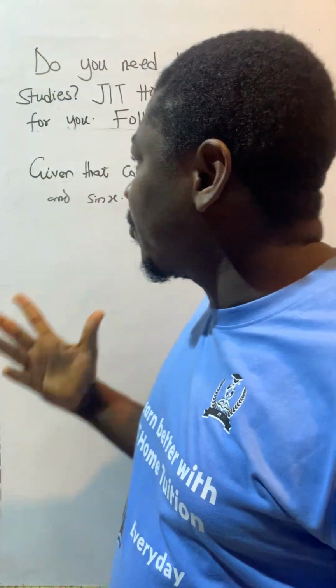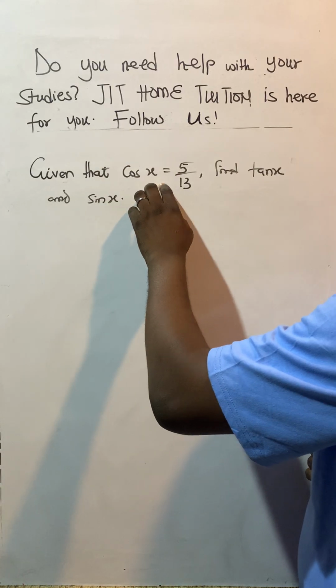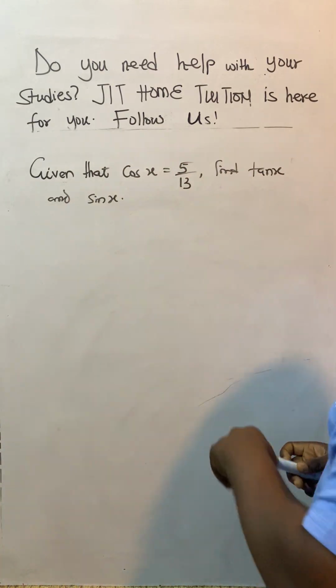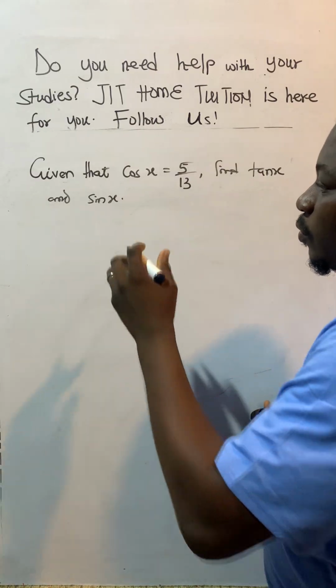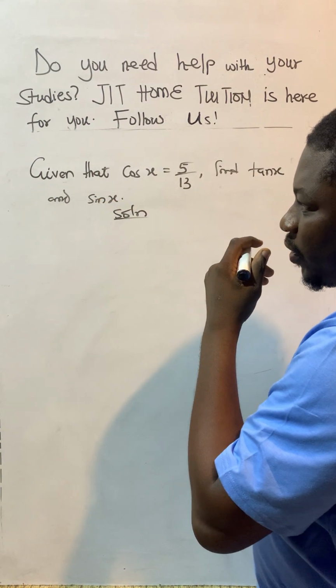So today we have this question on the board to solve. The question says that cos x is equal to 5 over 13. Find tan x and sin x. This is like a 2-in-1 question. Okay. So now how do we go about with it?